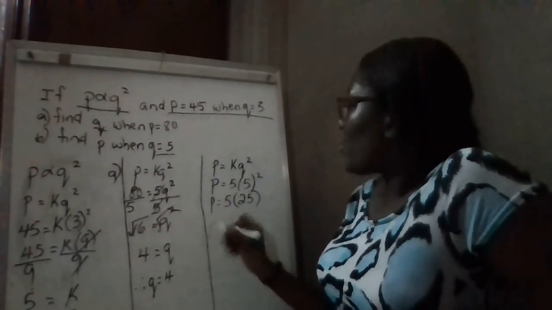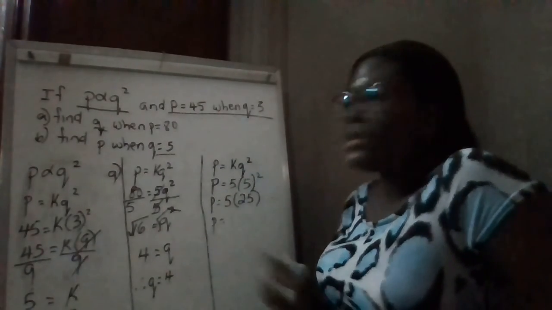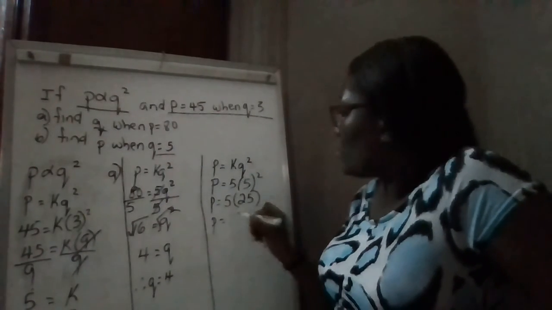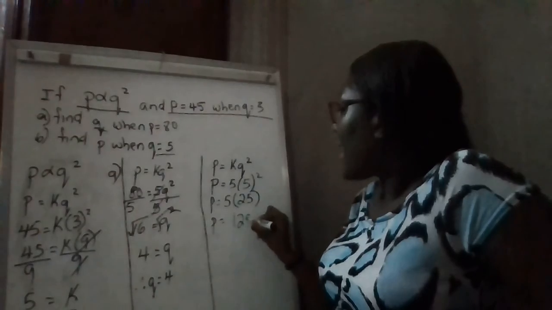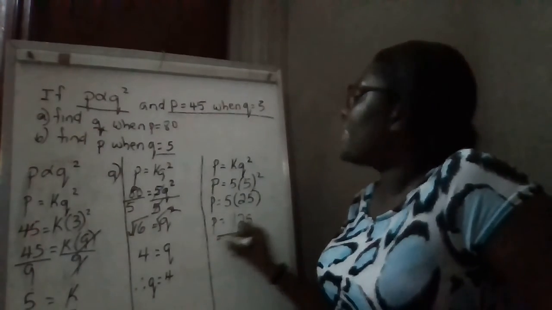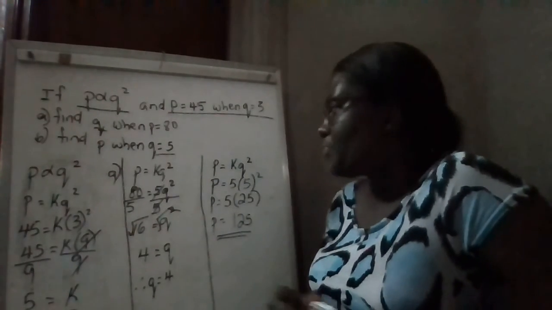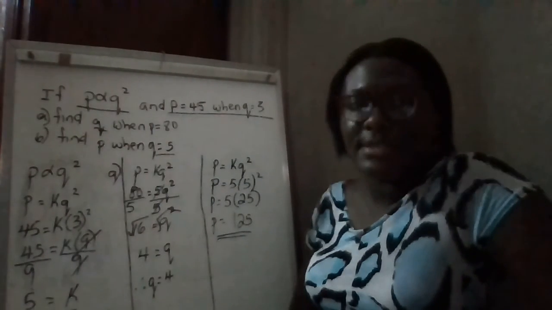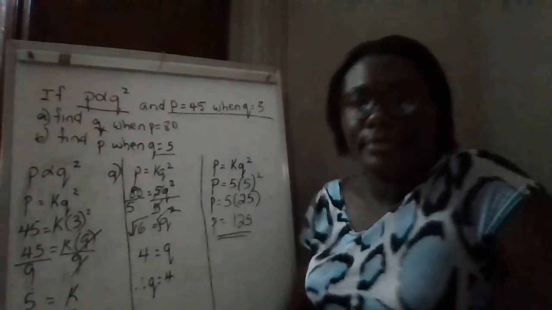So P is equal to 5 times 25, which will give me 125. So this is my final answer. Well, I hope you understand a little bit better. All right?